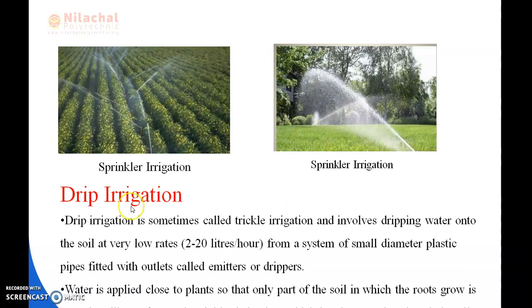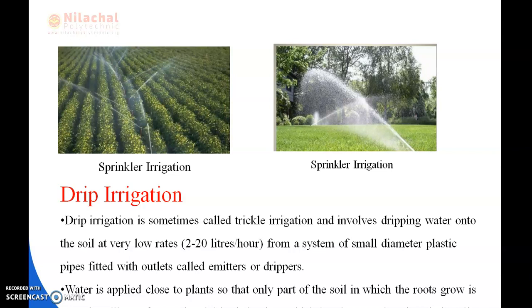Next we'll be reading about drip irrigation. Drip irrigation is sometimes called trickle irrigation and involves dripping water onto the soil at very low rates, that is 2 to 20 liters per hour, from a system of small diameter plastic pipes fitted with outlets called emitters or drippers. Then the water is applied close to the plants so that only part of the soil in which the roots grow is wetted, unlike surface and sprinkler irrigation which involve wetting the whole soil profile.